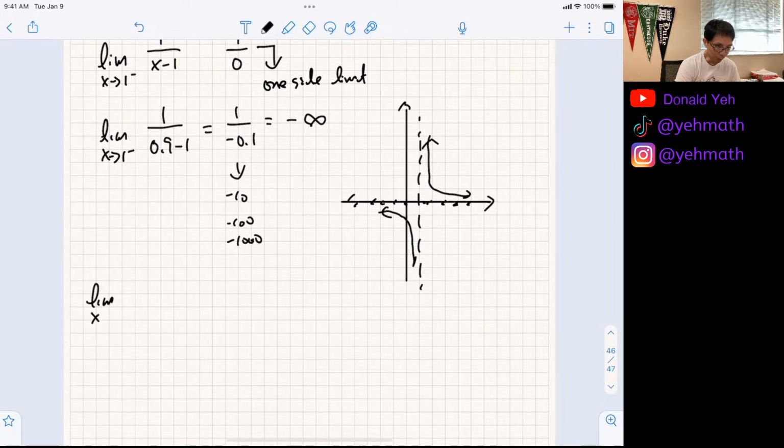Can you figure out what happened with this? Approach 2 from the positive: 1 over 4 minus x squared. Remember, just plug in a value. How close to that value? 0.1 away would be good.